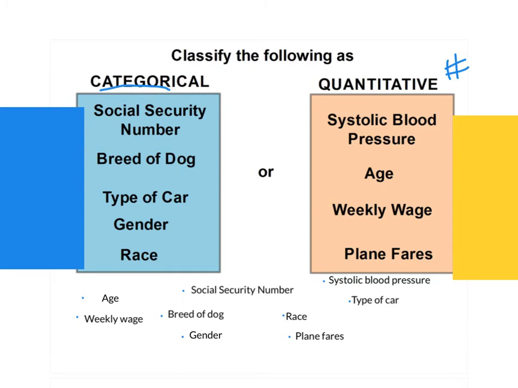Breed of dog is categorical, type of car, gender, and race. Quantitative is systolic blood pressure, and again, think about numbers that you can measure. Age, weekly wage, plane fares, those are all quantitative.